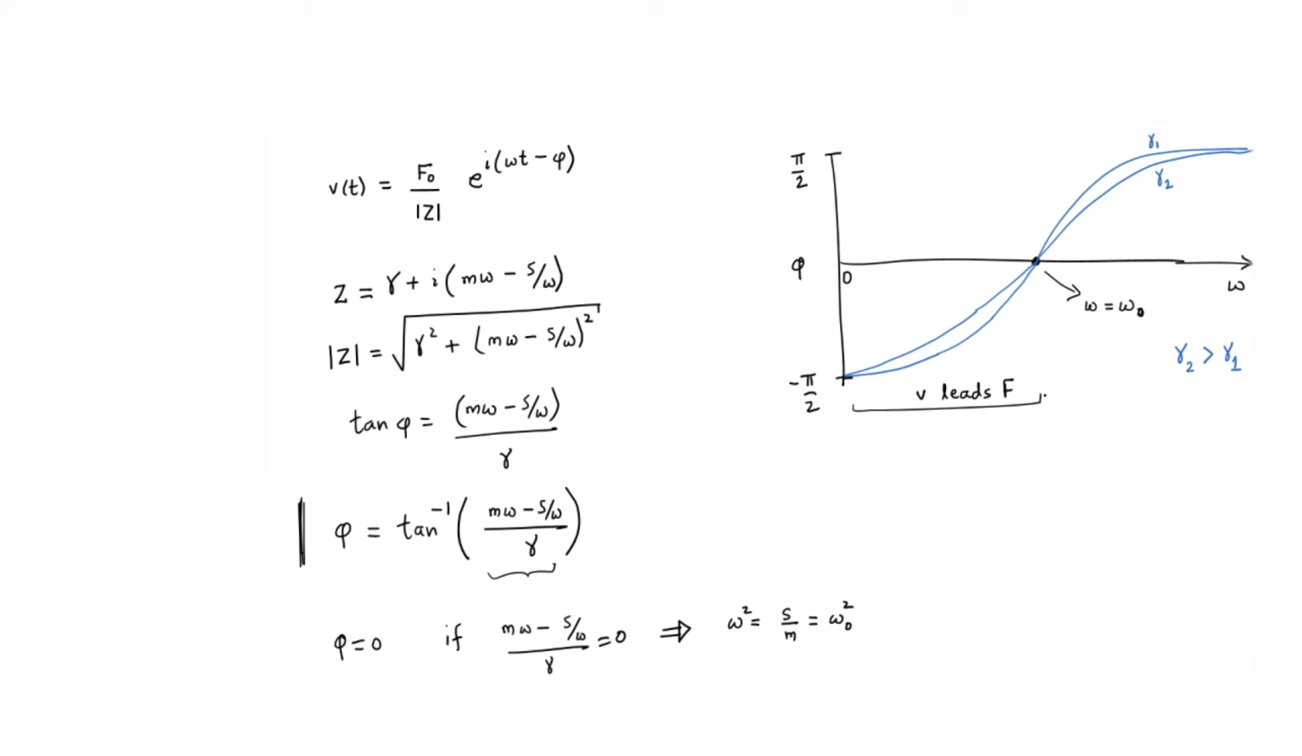On the other hand, in this region phi is positive, it goes from 0 to pi by 2. In that case, velocity lags f, or more precisely the phase of velocity lags that of the forcing term. So, it gives us a global picture of how the phases or the phase difference between velocity and the forcing plays out as you vary parameters.